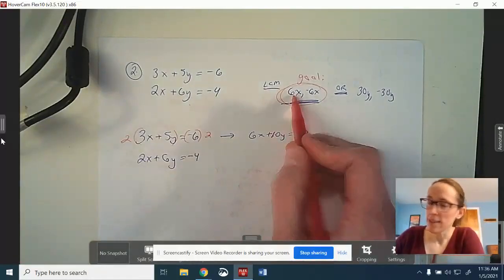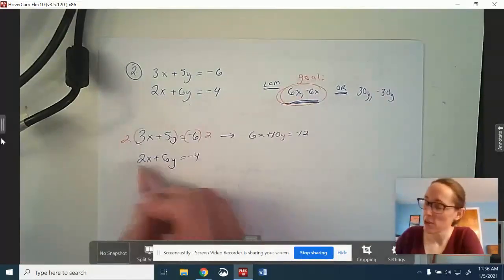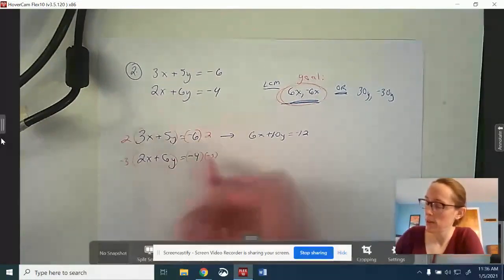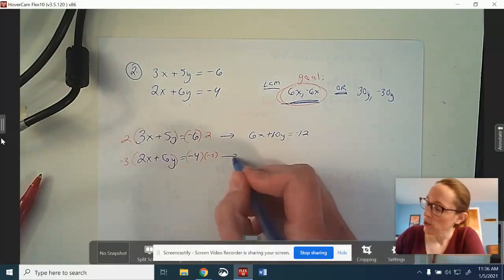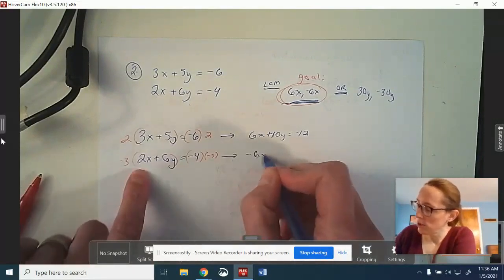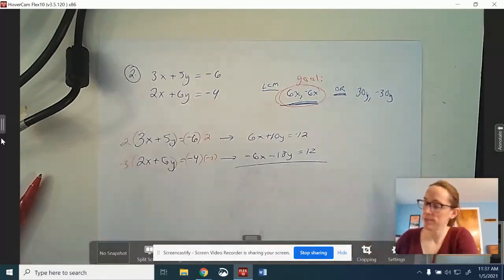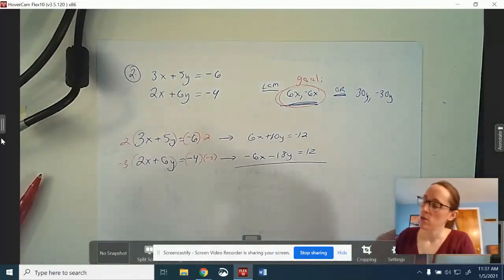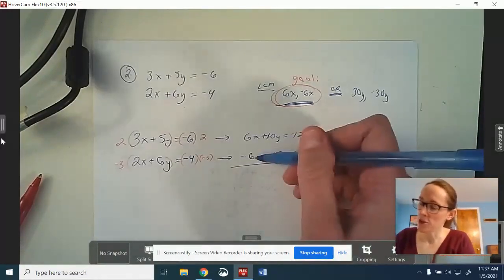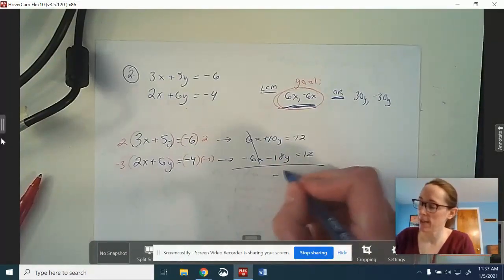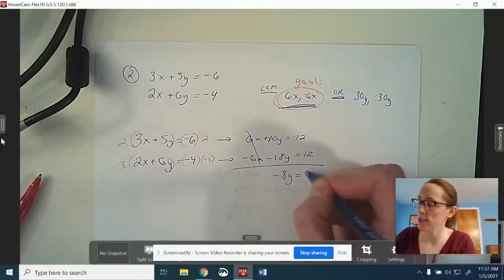I got the 6x, so I need the negative 6x. So the bottom equation, I'm going to multiply both sides by negative 3. And right next door, I'm going to go ahead and distribute here. And I get 12. Okay. So now that I have my opposite terms, I can go ahead and add these up. This becomes 0. It cancels. I get negative 8y equals 0.